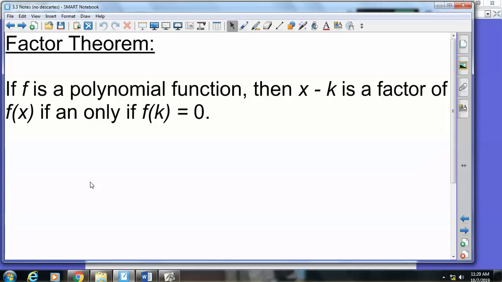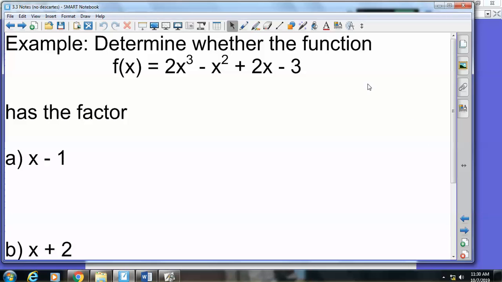The factor theorem, like we already mentioned in the last one: x minus k is a factor if, when you plug in k, you get 0 out. Or if you do the long division and get a remainder of 0, then it is considered a factor. So, first thing, I want to know for this function if x minus 1 would be a factor.